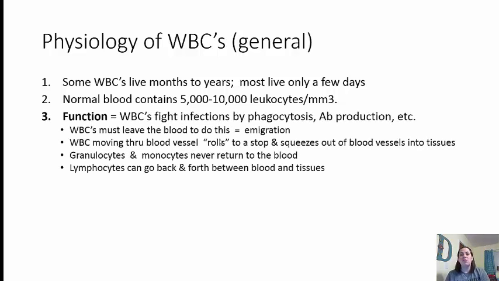Now, the function of the white blood cell is to fight infections. Most of them do this by phagocytosis, where, almost like Pac-Man, they're going to eat the invader, take in the invader, and destroy it. However, some of them can also destroy the invader by producing antibodies. That's what the AB stands for. They produce antibodies which attack the invader.